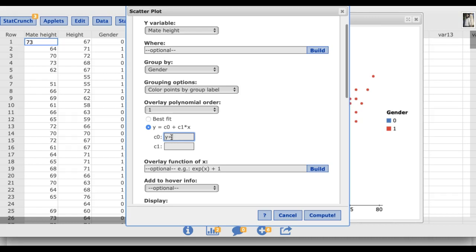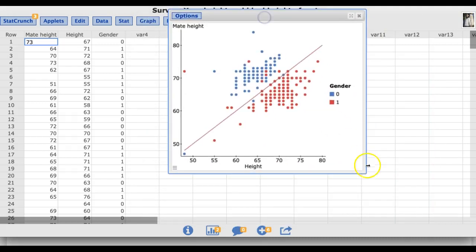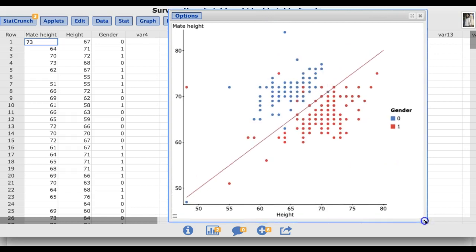Oops, sorry. So this is saying, pick the line, tell me what the y-intercept is, tell me what the slope is. So I'm saying y-intercept is 0, slope is 1. So what I'm doing is drawing the line y is equal to x. See if you can remember from your algebra why I'm doing this. There we go. The same graph here. So what did I do here?